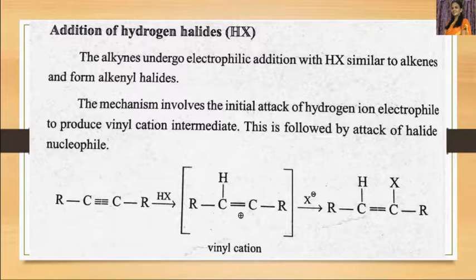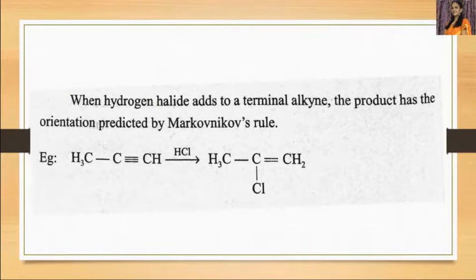Okay, let us see the specific example. When hydrogen halide adds to terminal alkyne, the product has the orientation predicted by Markovnikov's rule. So when hydrogen halide is added to terminal alkyne, the product obtained is according to Markovnikov's rule. So what is Markovnikov's rule? We know, according to Markovnikov's rule, the negative part of the addendum goes to the carbon containing less number of hydrogens, among the C triple bond C carbons.